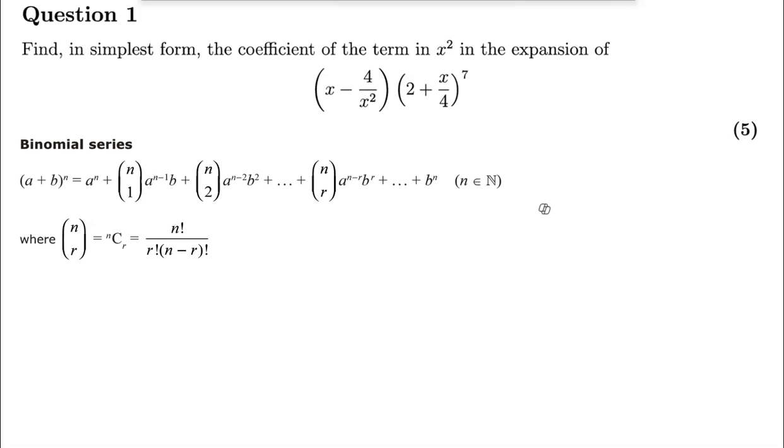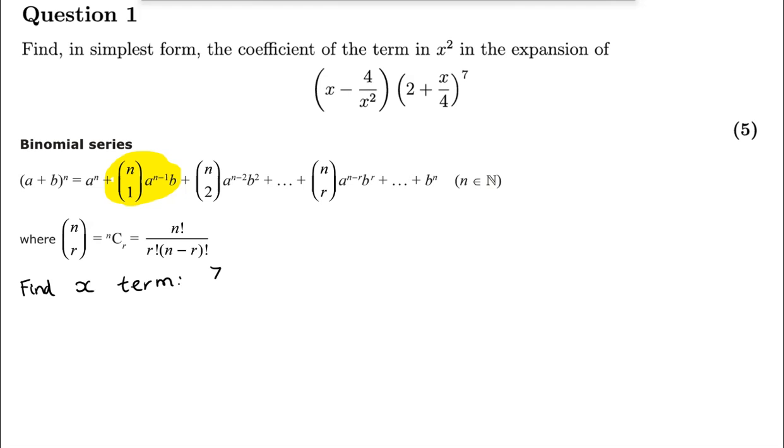So in the second bracket, I'm interested in the x term in that bracket, because when I do x times x, I'm going to get an x squared. So that's the first thing we're going to do. We're going to find the x term in that second bracket. To do that, I'm just going to use this part of the binomial expansion here to get that x term.